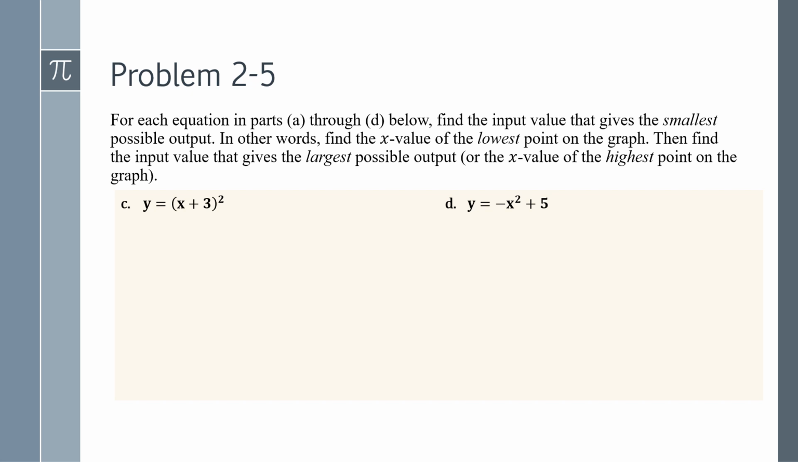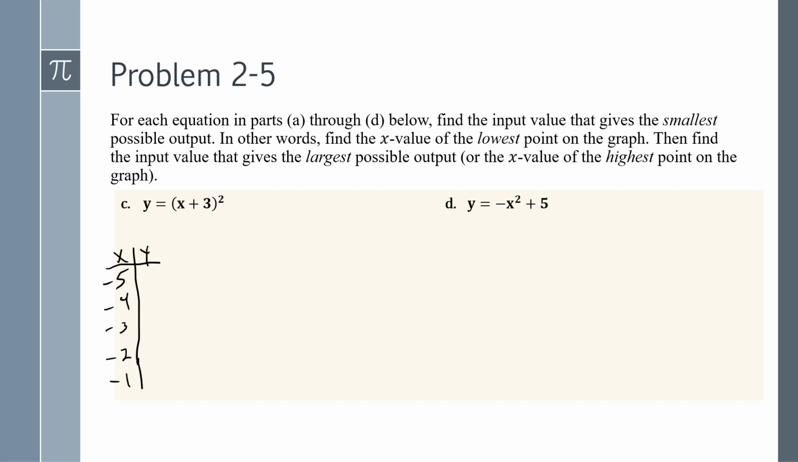Part C. Okay, so we've got x plus 3 squared. So make a table. This time I'm going to start with -5, -4, -3, -2, -1. When I make these tables with the x inside the parentheses, I like to use the opposite of that number and put that in the middle of my table. So let's start with -5.